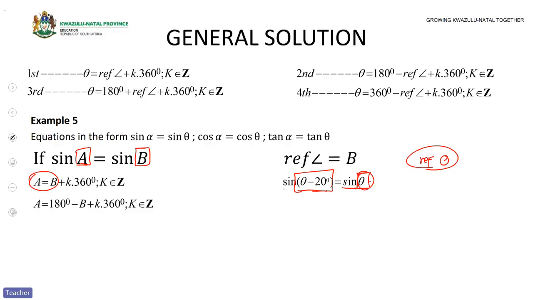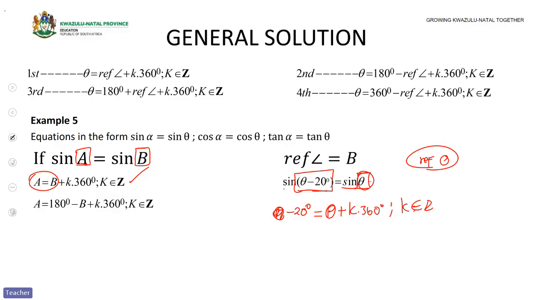So what we are going to be doing is very simple. We are going to take this angle, which is theta, minus 20. Then we say sine is positive in the first quadrant. So in the first quadrant, it's the reference angle plus k times 360. So we bring down theta minus 20 degrees equals our reference angle, which is theta, plus k times 360, where k is an element of all integers.